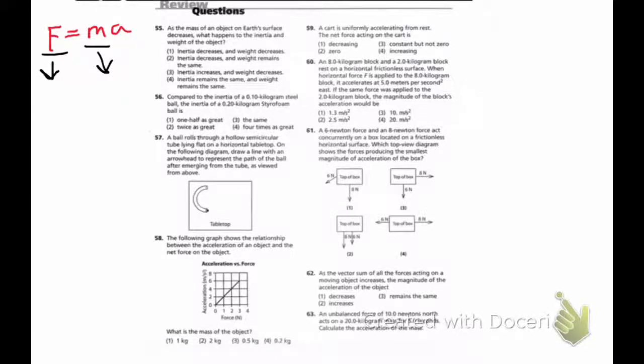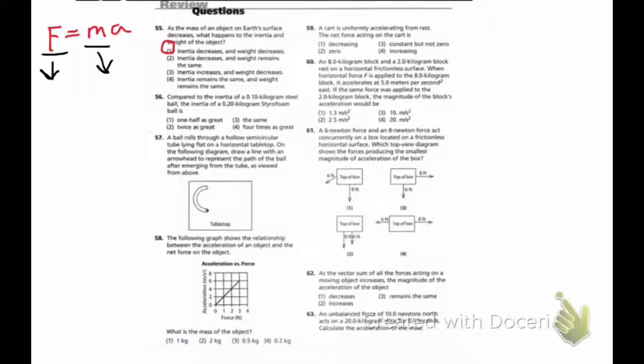In terms of inertia, we know that Newton's first law could be called the law of inertia, which means that an object is going to have a tendency to resist motion, and that resistance is called the inertia. That is directly proportional to the mass also. So if the mass is decreasing, the inertia will also be decreasing. Looking at our choices, we see that choice number 1 is the correct answer. The inertia decreases and the weight decreases when the mass of an object decreases.